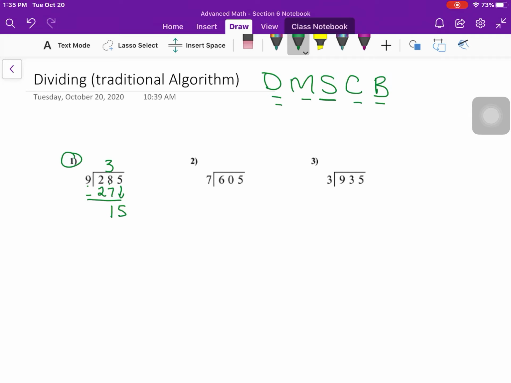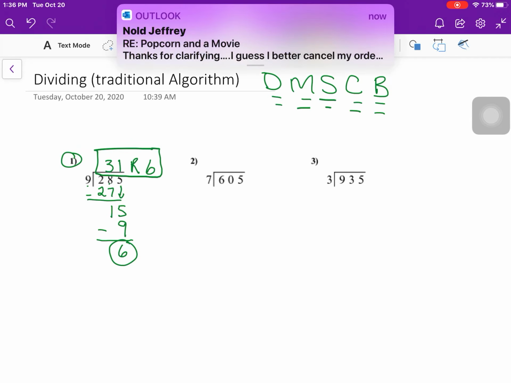9 goes into 15. How many 9s can I get out of 15? I can get 1. Then I multiply. 1 times 9 is 9. Then I subtract. 15 minus 9 is 6. Then I check to make sure, is 6 smaller than 9? Yes, it is. And then I bring down. But there's nothing more to bring down. So all I'm going to do is put my remainder with an R and a 6 for remainder 6. And that's the process I go through.